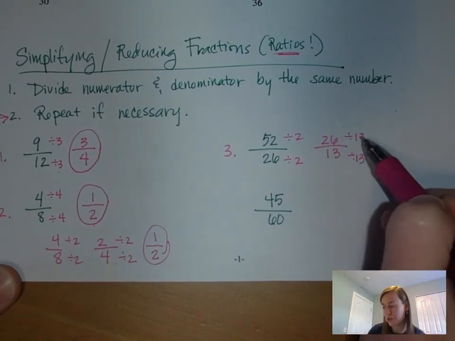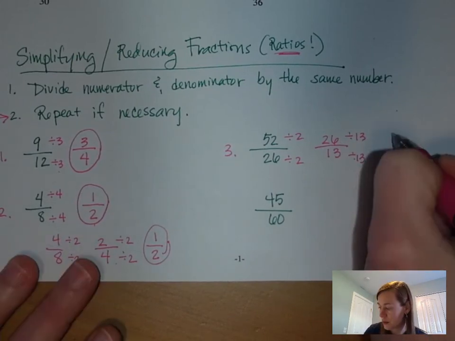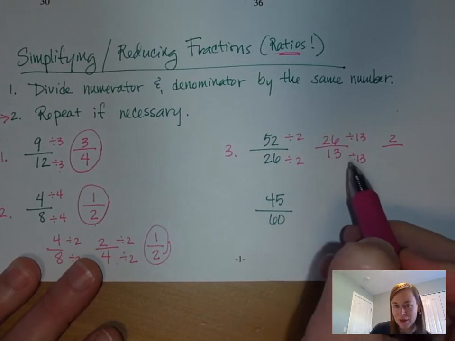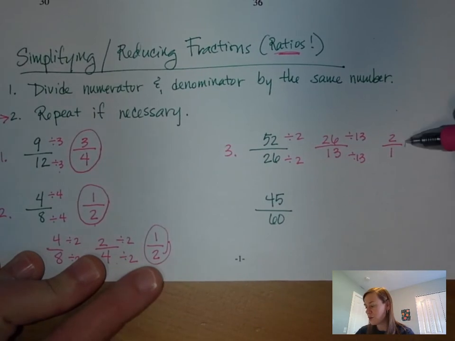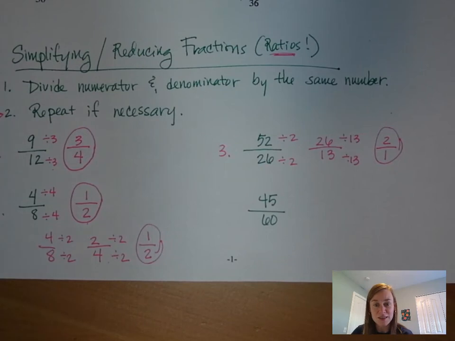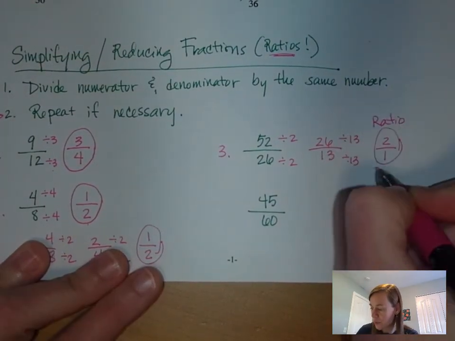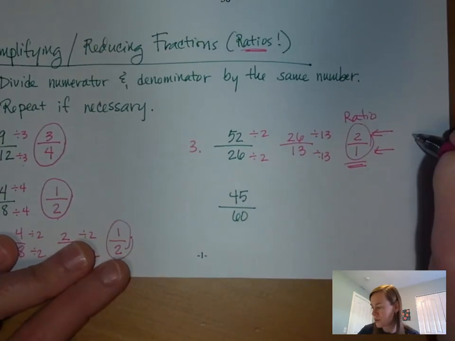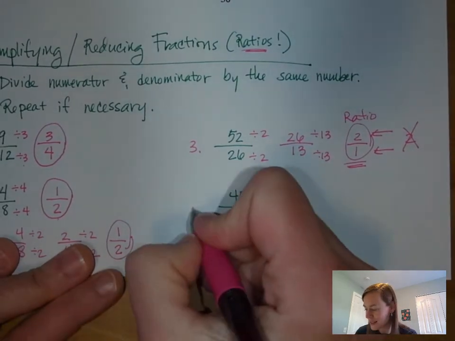So 13 times 2 equals 26. That means that 26 divided by 13 equals 2. So we'll put a 2 on top. And any number divided by itself, like 13 divided by 13, is going to equal 1. So that one, we're going to get a final answer of 2 over 1. If you were simplifying a fraction, you could write this just as a 2. But if you're doing a ratio, make sure you keep both numbers. So you want to have that top number and that bottom number there. You would not want to just write 2. Okay? All right, let's go on to this last example.